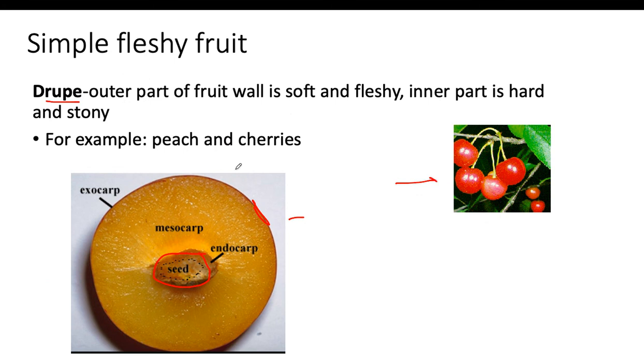And so the three things: the soft outside skin, the exocarp. The good part that you eat is the mesocarp. Then that endocarp, that's the outside shell of the seed. The seed's actually inside there.